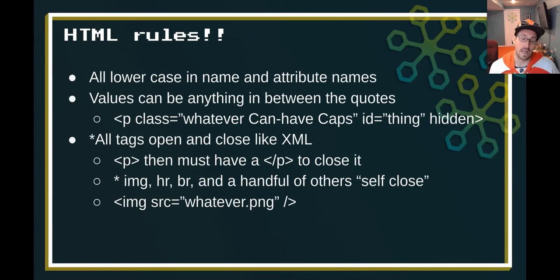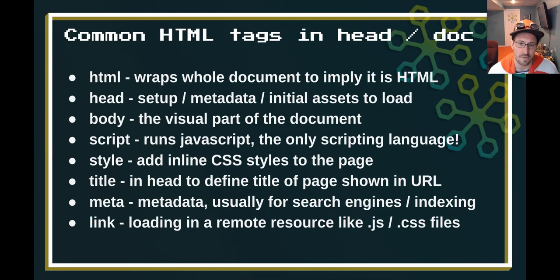Image, HR, BR, which is short for break. HR is horizontal rule. It just draws a line. Break, which is a visual break on the page. And a handful of others are self-closed. So some of the metadata tags are self-closed.